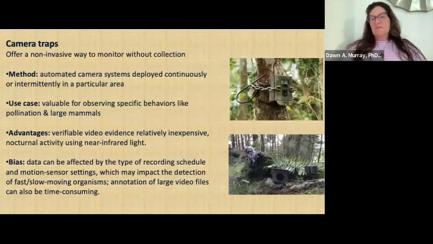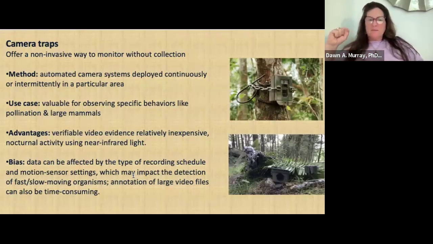And then here are just some examples of camera traps. These are really non-invasive, which I like. They're automatic, usually placed on trees, to try to camouflage them in areas. They're really valuable for observing behaviors like pollination, but also larger mammals that are hard to see and that are skittish around humans. There's verifiable video evidence that you can get.